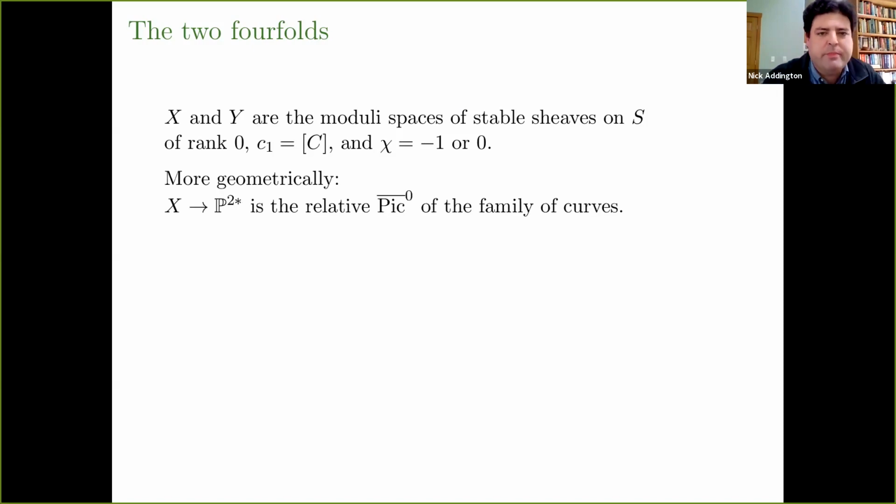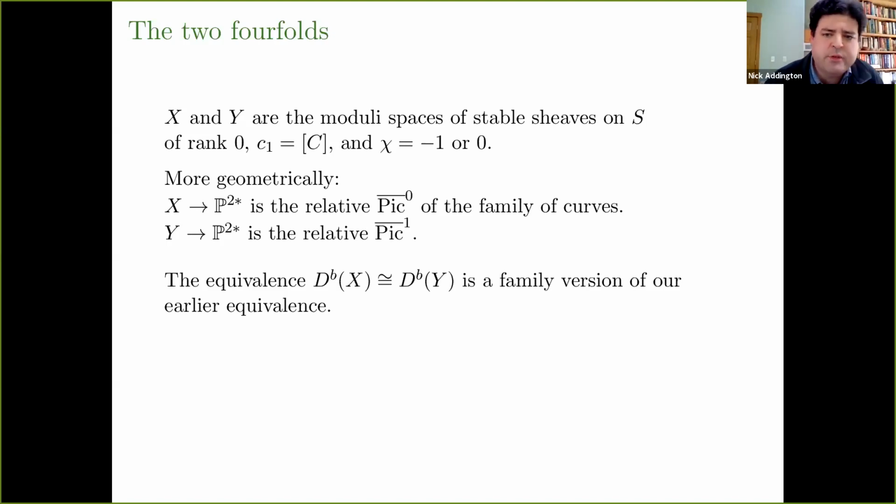But a more geometric picture of what they are is that X is, so a minute ago we had this family of genus 2 curves over the dual P2 of lines in our first P2. And X is the relative compactified Picard scheme of that family. So these sheaves are all either line bundles on curves in the linear system or some rank one torsion free sheaves on singular curves. And Y is the relative Pic one of that family. So this starts to sound like what we were discussing in the first half of the talk.